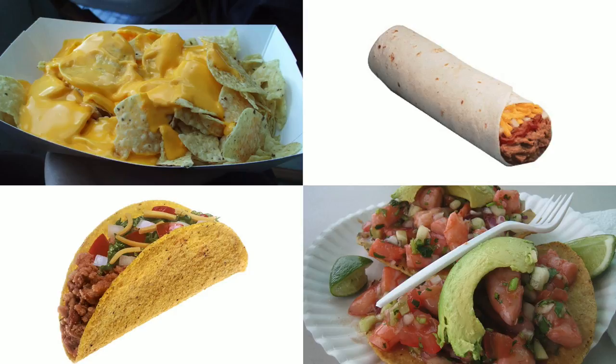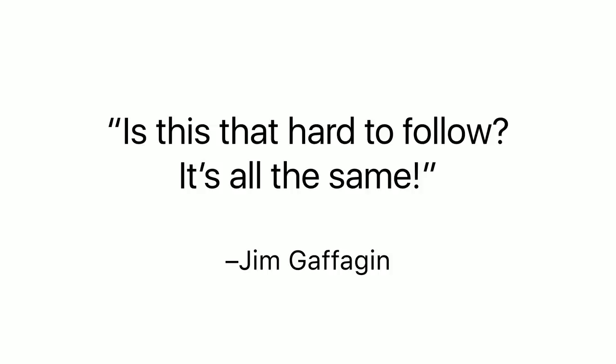Major key, know the ingredients. Back before he was selling minivans for Chrysler, Jim Gaffigan was talking about one of the first jobs he had, working at a Mexican restaurant. And people would come in and say, what's nachos? What's a burrito? What's a taco? What's a tostada? And he'd say every time, it's a tortilla, cheese, meat, or vegetables. At the end, he said, it's just that hard to follow. It's all the same. It's a lot of the same ingredients.